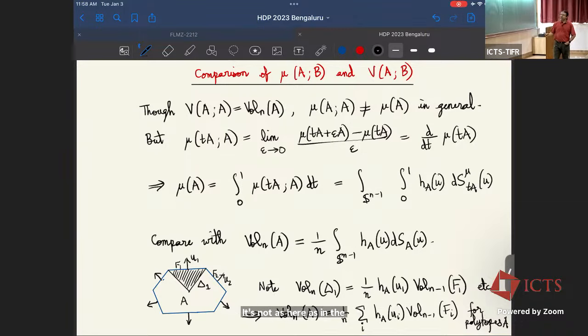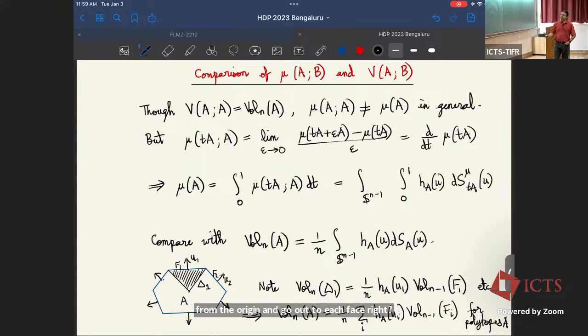And you can compare this integral representation of the measure of the set A in terms of the support function of A and the surface area measure with this representation in the case of the volume. In the case of the volume, this comes from the fact that, easy to see for polytopes, the volume of A can be written as the sum of the volumes of these conical regions, right? These cones emerge from the origin and go out to each face. The sum of those volumes is the volume of A.